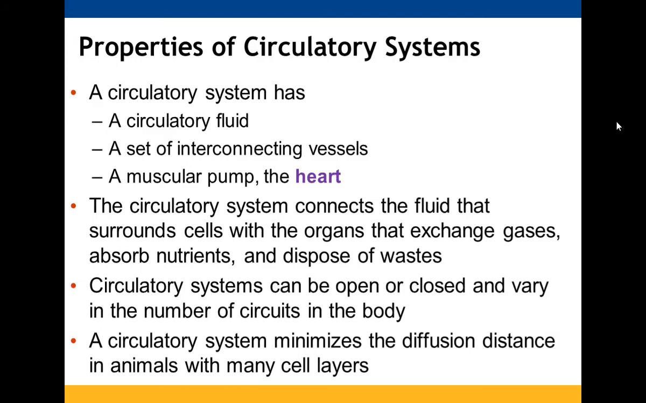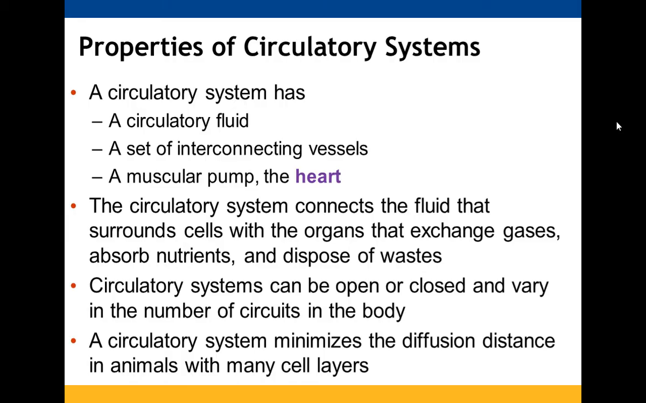So, your circulatory system will have your circulatory fluid, vessels that connect with one another, and then some sort of muscular pump, most often called the heart. It connects the fluid that's going to surround your cells, that interstitial fluid, with all the organs that are working together so that gases can get exchanged, nutrients get where they need to go, and waste materials are removed.